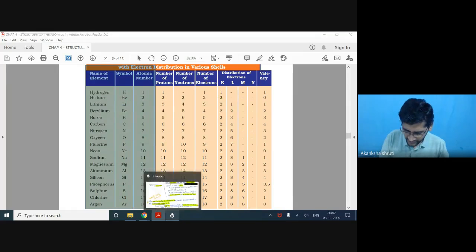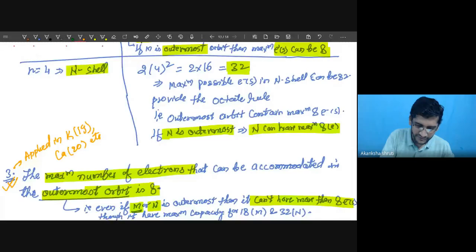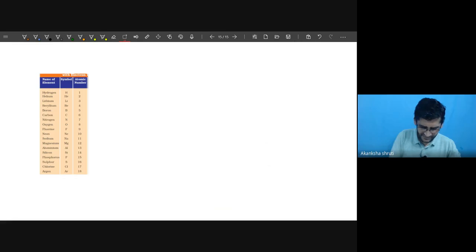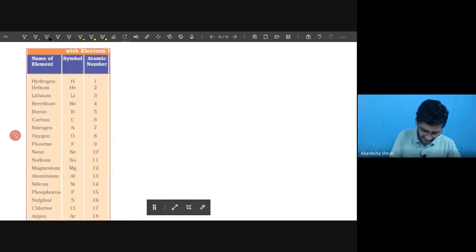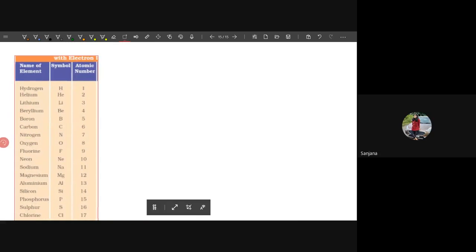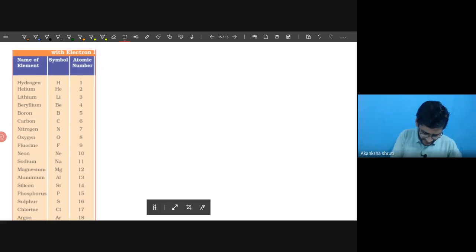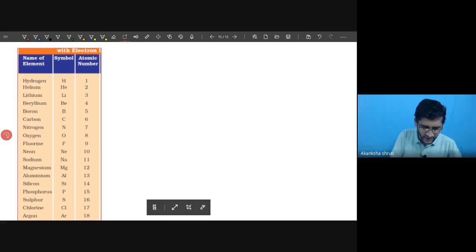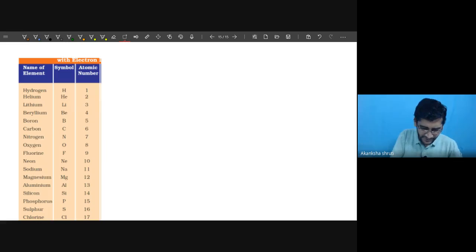So this is your homework. You have to write the electronic configuration for each of these elements. Students, this is your homework. These elements are in your book, and you have to write them from your book, and above and ahead of this you have to write the electronic configuration. So this is the homework. Write electronic configuration for these elements.